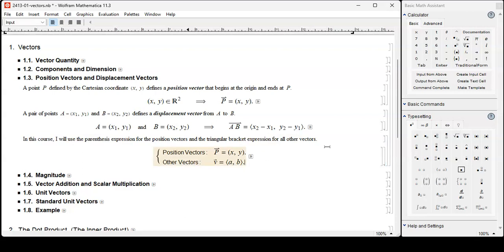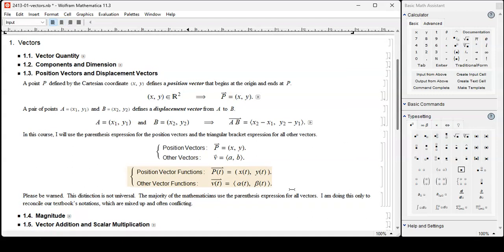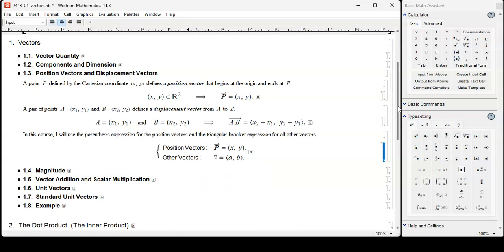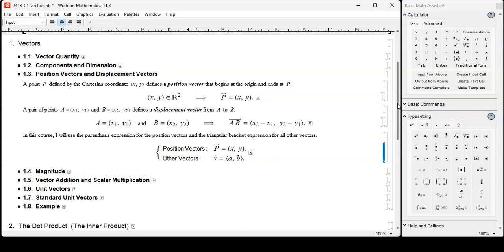So here's a summary. And then, if those x and y values, or a and b values, change by a certain variable, let's say t, which is typically the time variable, then we end up with a vector function. And if it's a position vector function, I'm going to use parentheses most of the time. For other vector functions, I'll use triangular brackets, as our textbook author does. A little bit confusing, sorry about that. That's probably why the majority of the mathematical world use parentheses all the time and never use this triangular bracket for this. But if I do that, then probably that's going to cause even more confusion. So I'll try to follow the textbook.